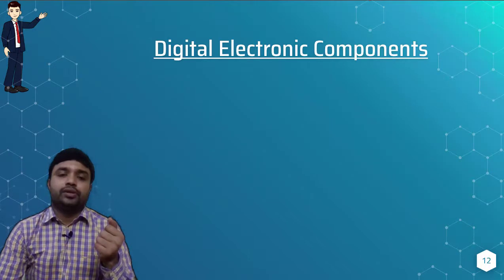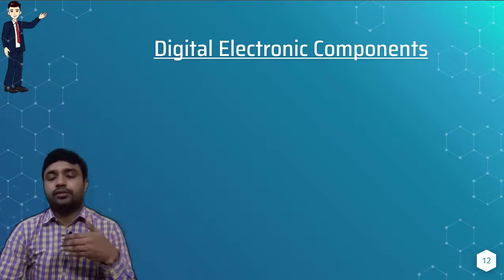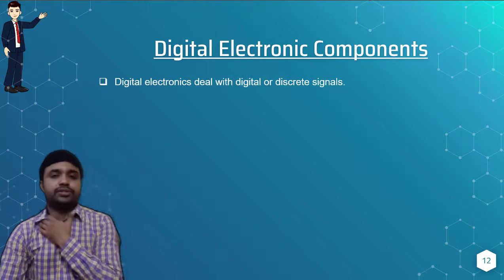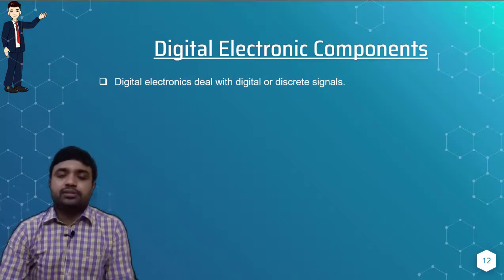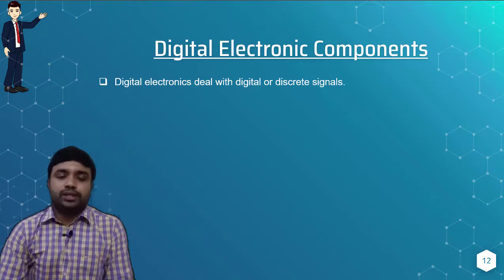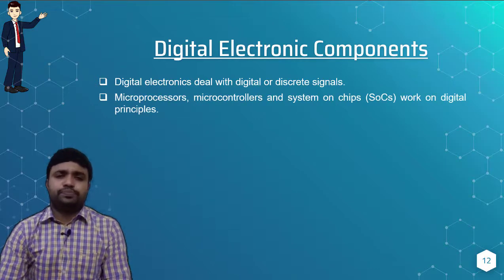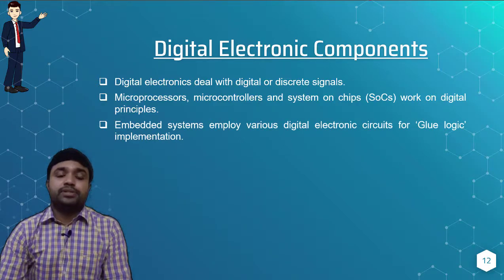Next, coming to the next part, that is digital electronics, the other end of the analog electronic component section. So what is digital? Basically the name digital means discrete quantity. Likewise, digital electronics deals with digital or discrete signals. Microprocessors, microcontrollers, and system on chips work on digital principles. So embedded systems employ various digital electronic circuits for glue logic implementation.